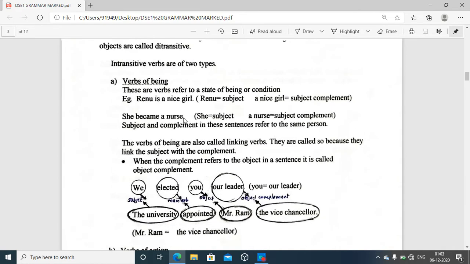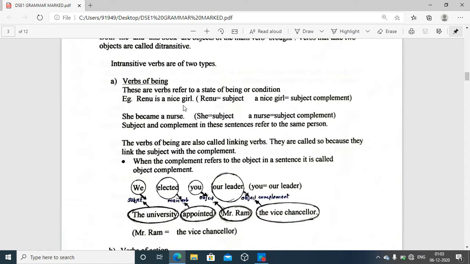Okay, verbs of being. Being as a term definitely refers to a state of being, or in a way, it's a kind of status. As a term, we have the very basic notions about a condition, the state, the way we are. That's all. And these are verbs that refer to a state of being or condition. Let us first think about an example.